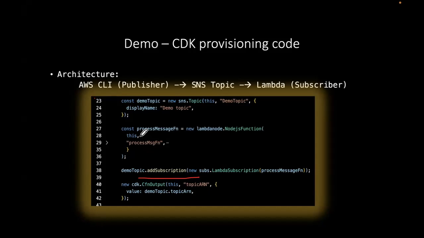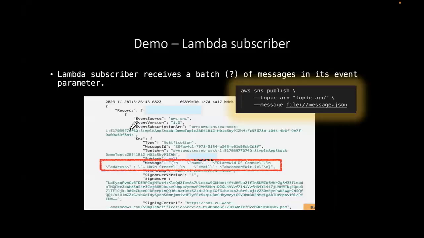And really, there's nothing special about the Lambda, other than the only thing one would be interested in is the structure of the event object that the Lambda receives. Within that event parameter will be the SNS messages, because SNS works in batches as well as SQS. So when you've got a Lambda subscriber, what it receives is a batch of messages.